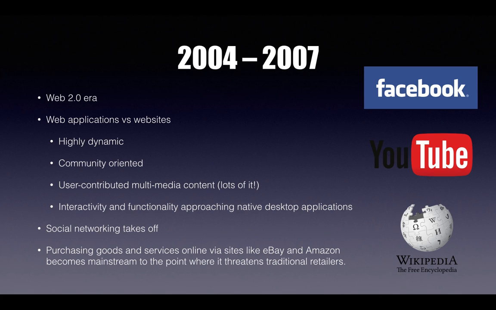Social networking starts to take off, and purchasing goods and services online via sites like eBay and Amazon becomes mainstream to the point where it threatens traditional retailers. So it's really interesting if you go through and look at the news surrounding e-commerce over the years, it goes from being this quaint thing that will never work to, oh yeah, a few people are doing it, but it's not that great, to yeah, I do most of my shopping online. And now, just as of last week, Amazon has actually overtaken Walmart as the largest retailer in the world.